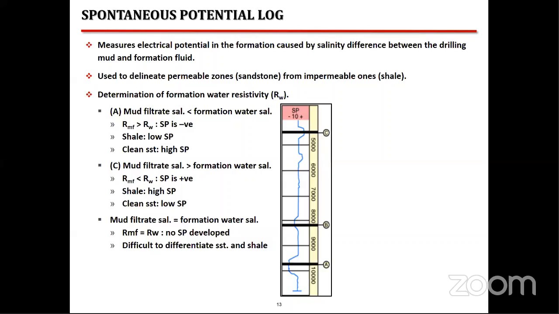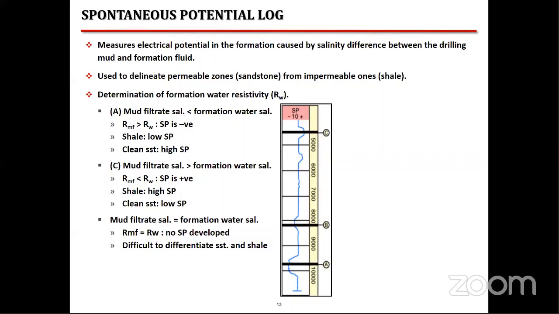For case C, where the mud filtrate salinity is greater than formation water salinity, we will have resistivity of mud filtrate less than resistivity of water, implying that the SP developed is positive. Now, if the formation is shale, then the SP reading will be high, while in a sandstone, the SP reading will be low. When mud filtrate salinity is the same as formation water salinity, then the resistivities will be the same. As a result, no SP will be developed. In this case, we will not be able to distinguish between a shale and a sandstone.